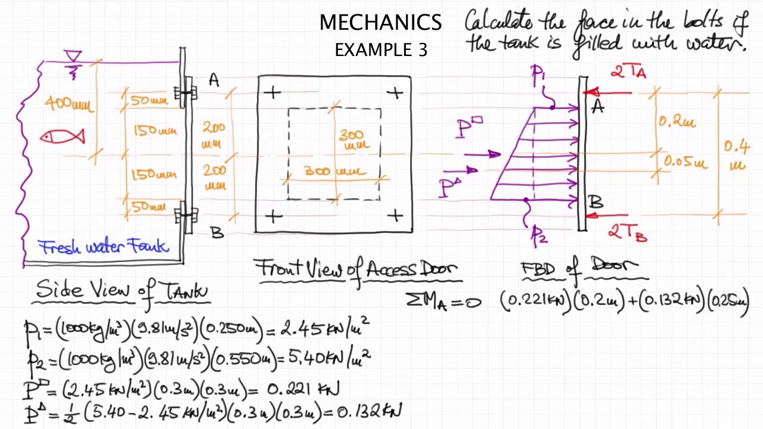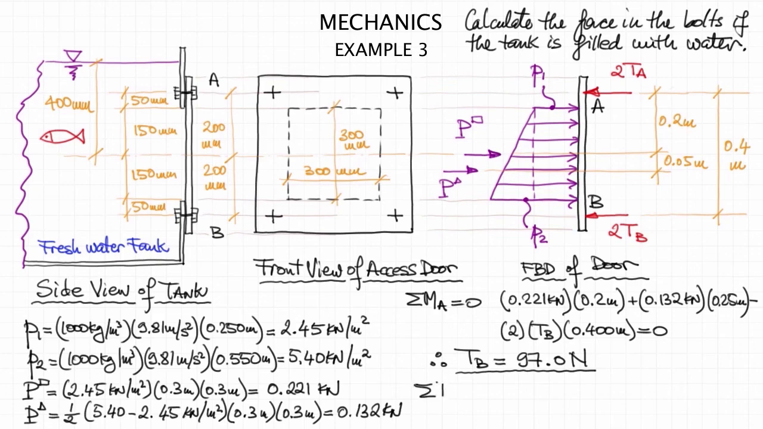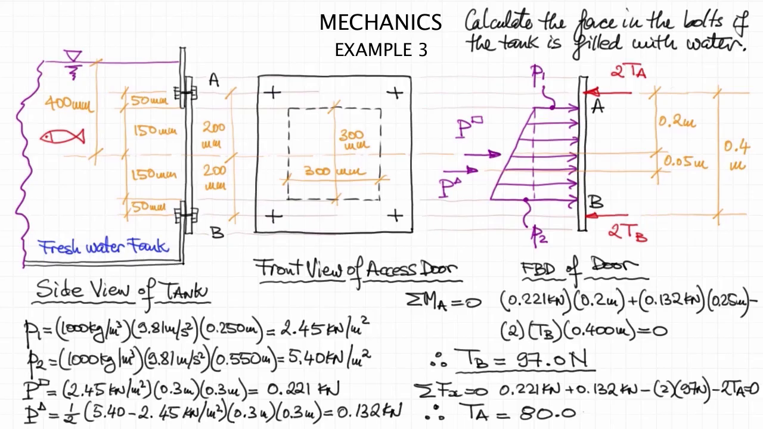This gets rid of the unknown TA, and hence the single unknown in this equation is TB, and we can very easily solve for TB, and that would be 97 newtons tension force in each bolt at B. Summing the forces now in the horizontal direction would very quickly solve for the axial force in the bolts at A. Therefore, TA will be equal to 80 newtons in tension in each of the bolts at A.